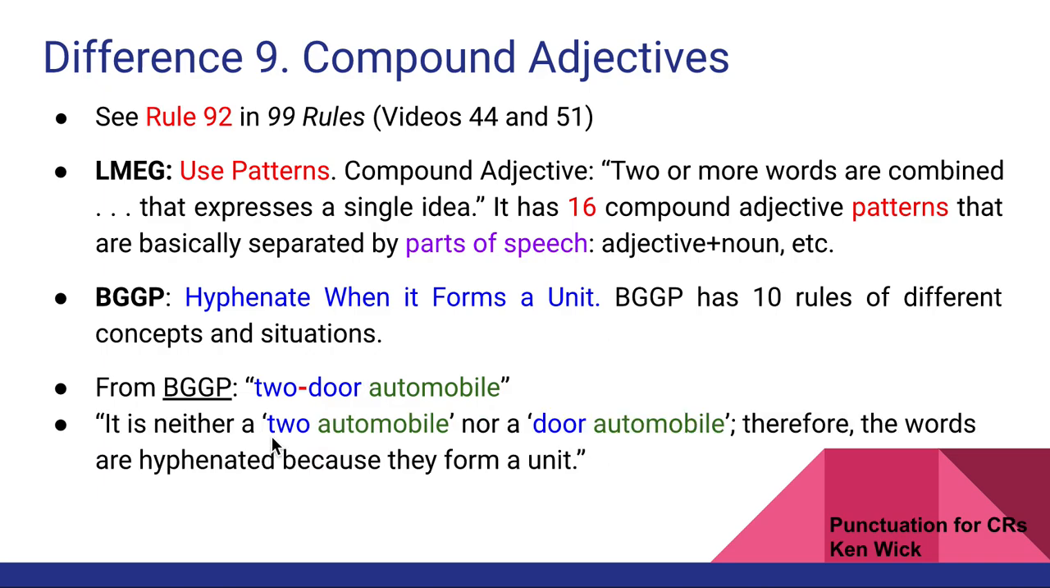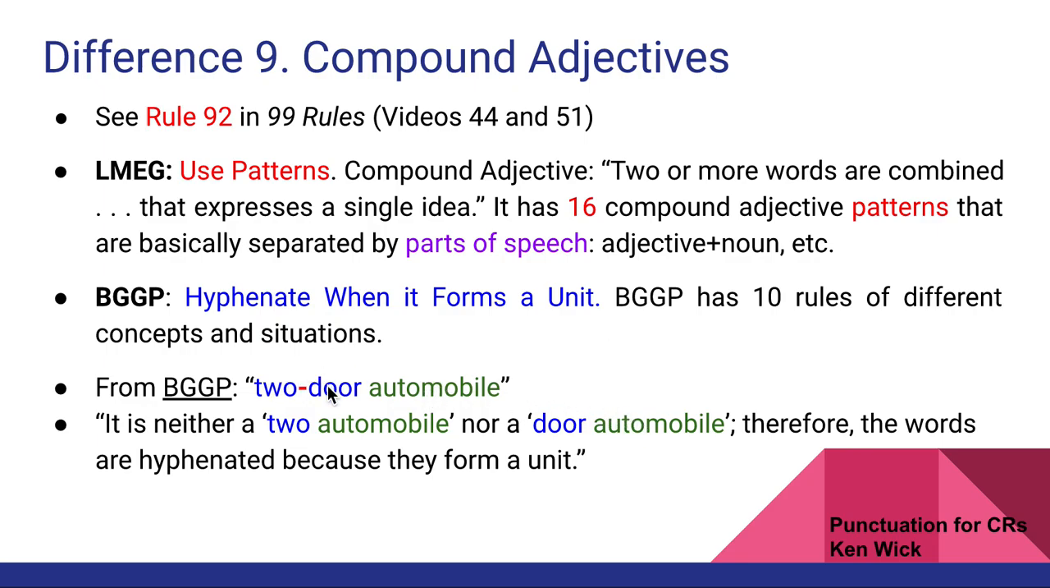Is it a, and this is a quote from the BGGP, it is neither a two automobile nor a door automobile, because what you do is you test each word with the noun. So this is the adjective, this is the noun. You test each adjective with the noun to see if it makes sense. And this is what the BGGP is doing. It's not a two automobile nor a door automobile. Therefore, the words are hyphenated because it forms a unit.